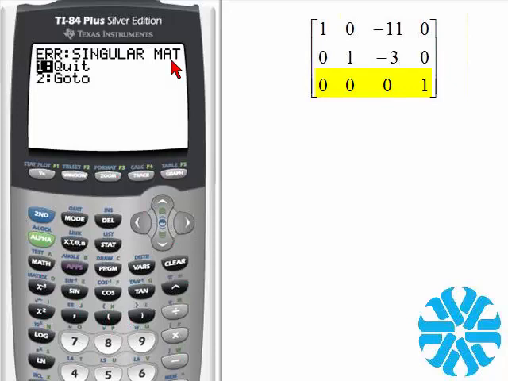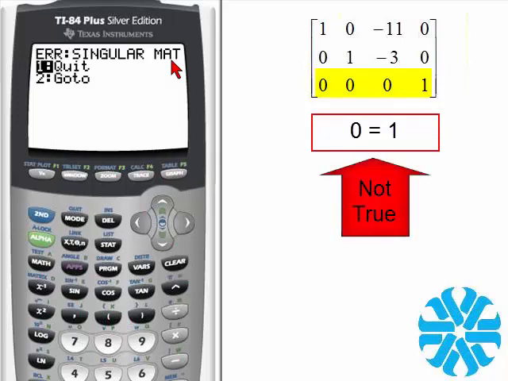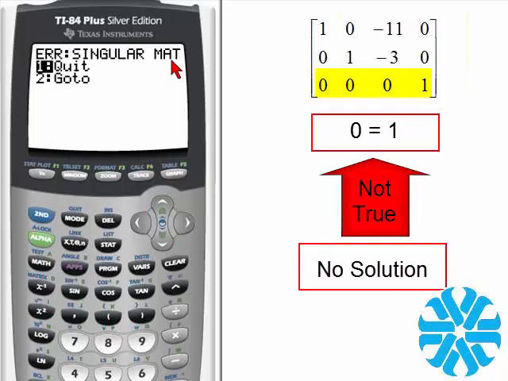So what that means is the left-hand side of the equation is equal to 0, and the right-hand side of the equation is equal to 1. Well, since 0 equals 1 is not true, there is no solution for this system of equations. This is inconsistent, so therefore there is no solution.